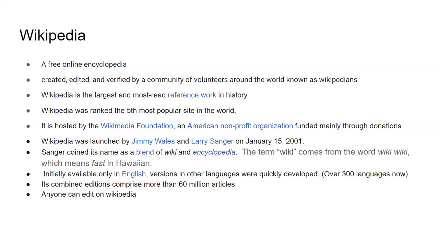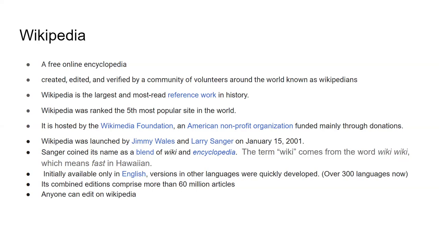I think that was as of last year. I don't know about the biggest currently. And it is hosted by the Wikimedia Foundation, like we mentioned earlier on. It was launched, or founded, by Jimmy Wales and Larry Sanger in 2001. They coined the name from a blend of wiki and encyclopedia, so that we have Wikipedia.